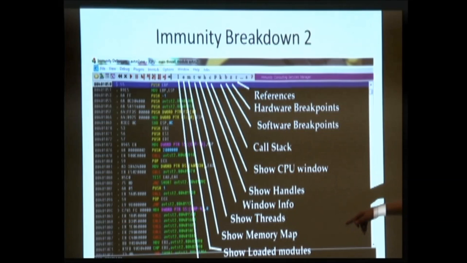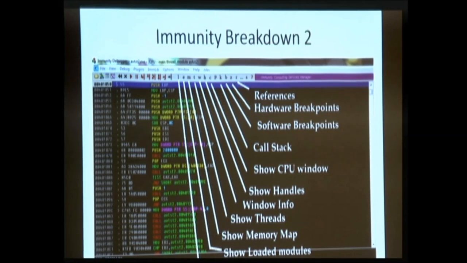Show the log, show loaded modules, show the memory map, show threads, show window handles, show Windows info. By Windows info, I mean if a program has a bunch of different windows, it'll tell you like the window class they belong to. If you've ever done any Windows programming, it's really handy stuff. Show handles: anytime a program accesses something like a registry entry or a file, it's going to have a handle, and this will tell you. So it's super duper handy.